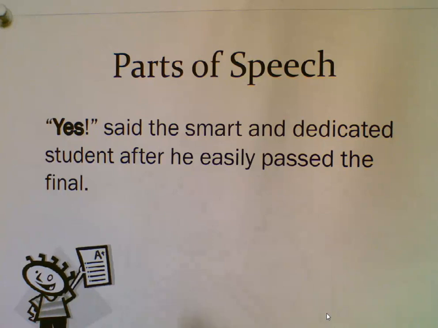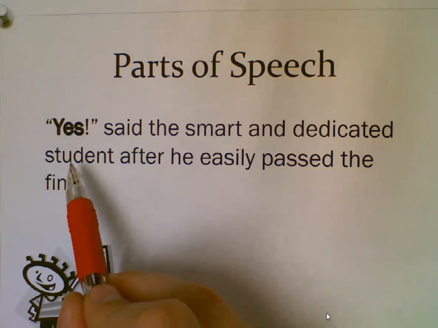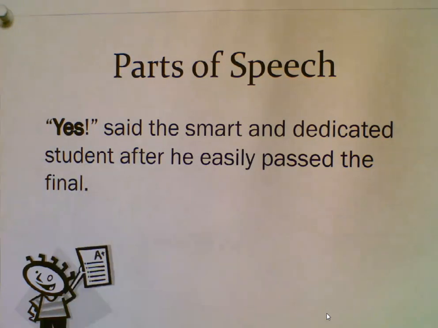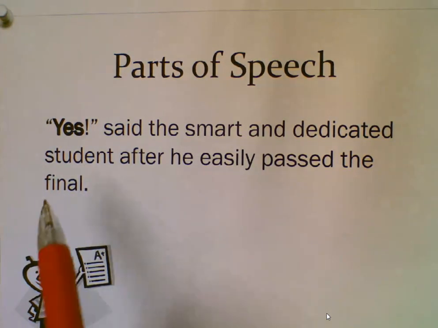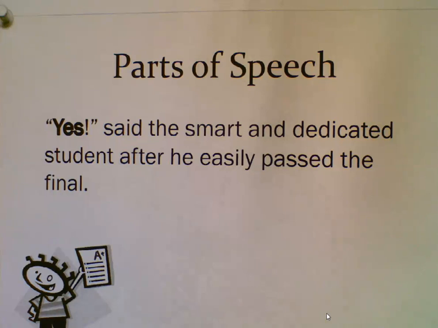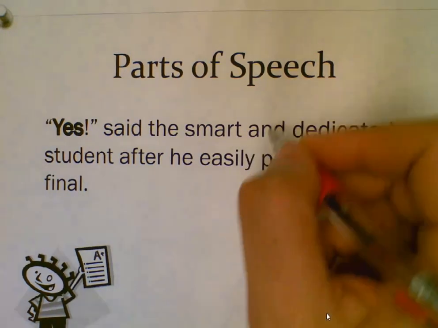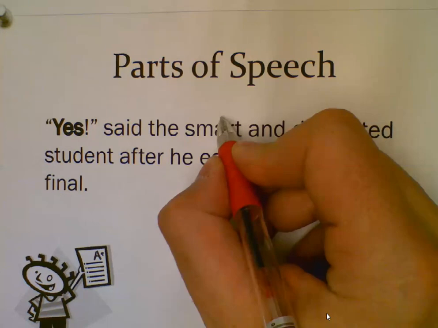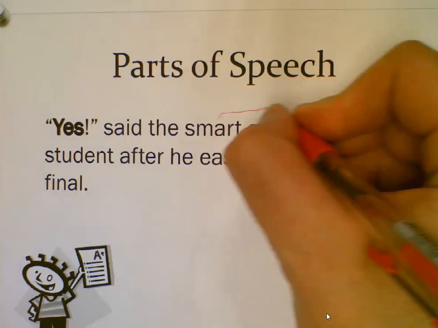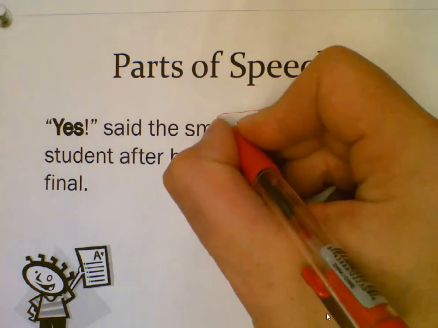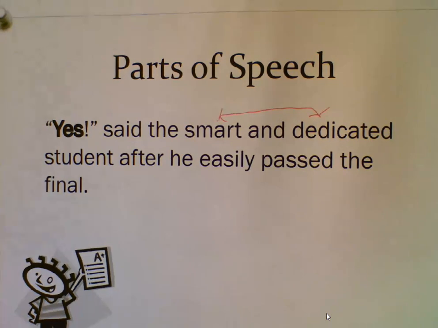Smart is an adjective. Remember, we said adjectives modify nouns. In this case, smart is modifying the noun student. It's telling us what kind of student, what type of student. And is a conjunction. Remember, conjunctions join 2 things. And is a coordinating conjunction. It's joining smart to dedicated. So it's joining those 2 things.